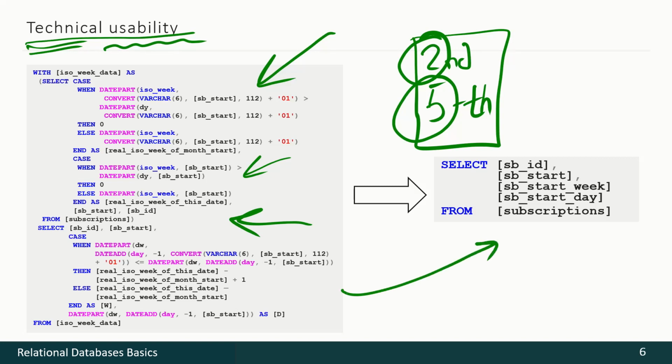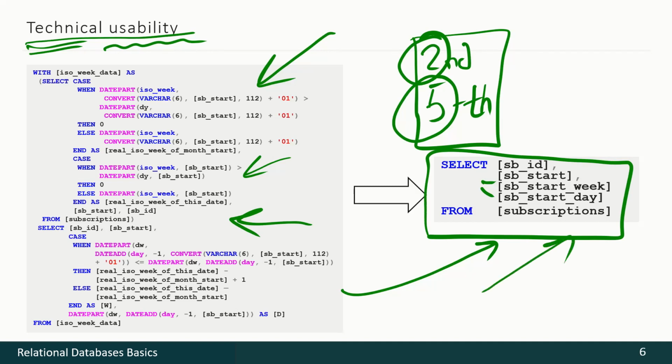But if we store that data from the beginning, we create some decision to find out that information and store, and then we may use such a simple query, it's easy. The probability of making a mistake is extremely low, so this approach is good for technical usability. We have to think in advance, to think about the future and create some technical decision that allows us to make more simple technical decisions in the future.